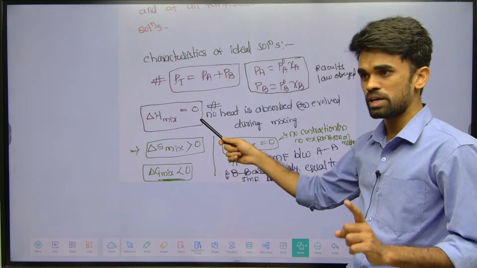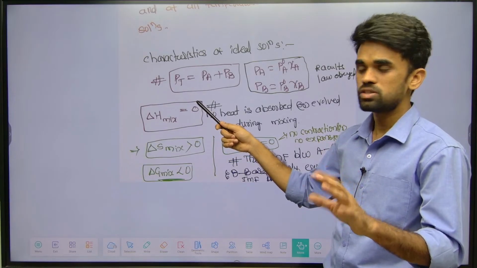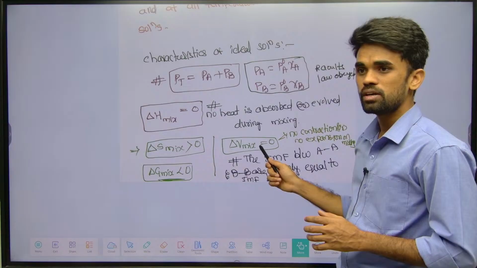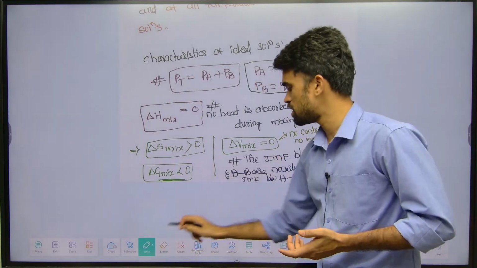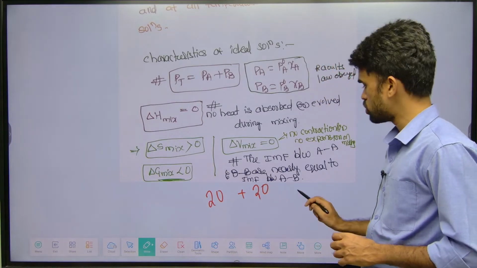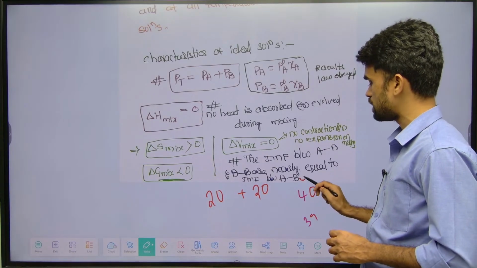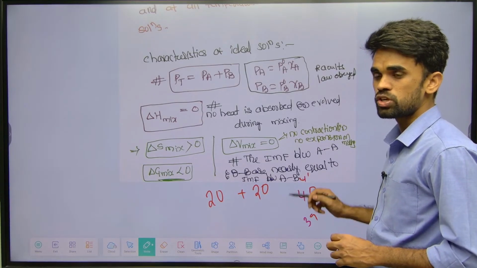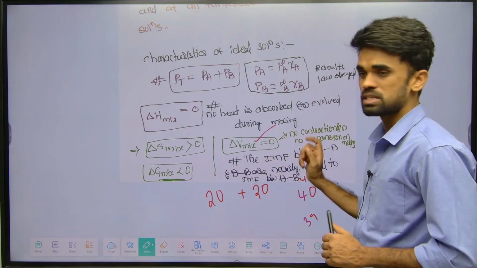Delta H mix should be equal to 0. Energy change should be 0. Delta V mix, the total volume change, should be 0. What does 0 mean? If you add 20 ml of A and 20 ml of B, you should get only 40 ml. It should not be 39 or 41 like that. It should not be less, should not be greater. So this is what delta V mix 0 means.